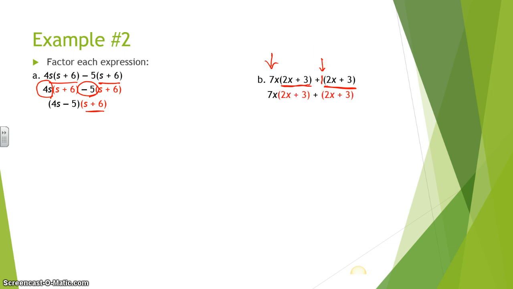So the way we rewrite this is we factor out 2x + 3, and then we group together that 7x + 1. So my final answer is (2x + 3)(7x + 1).